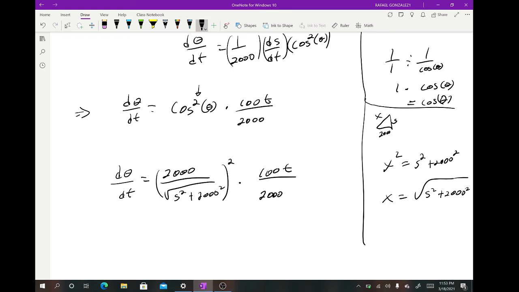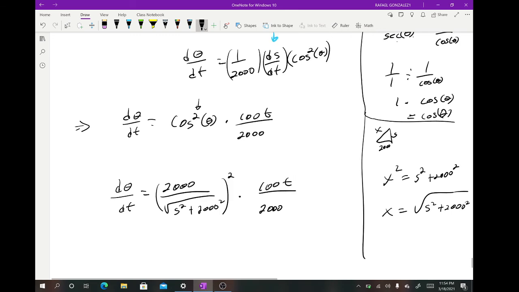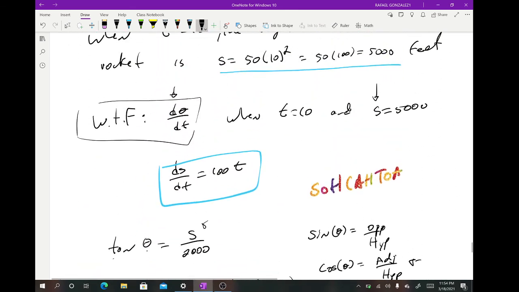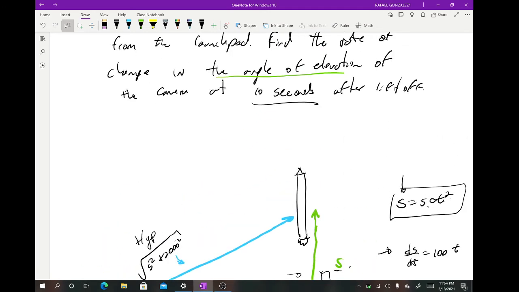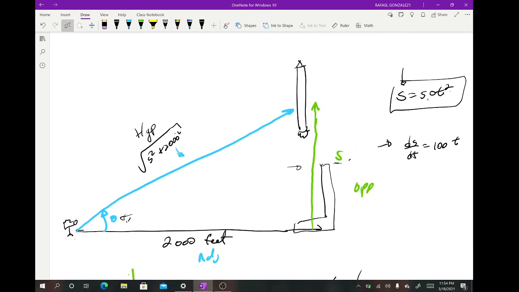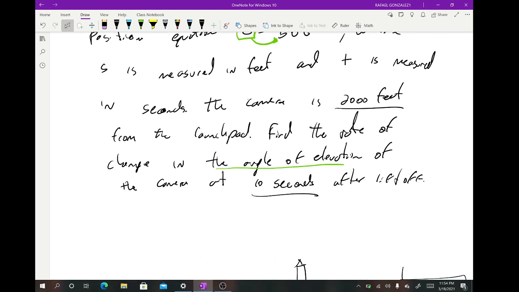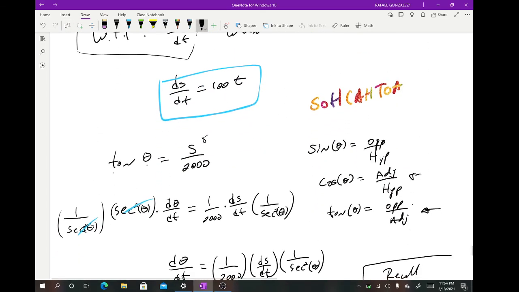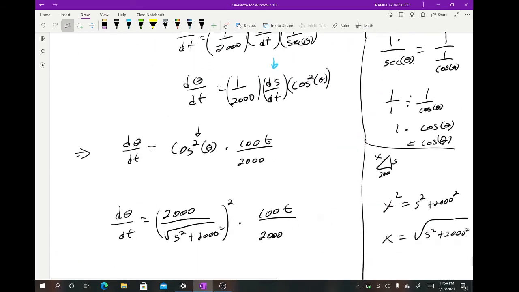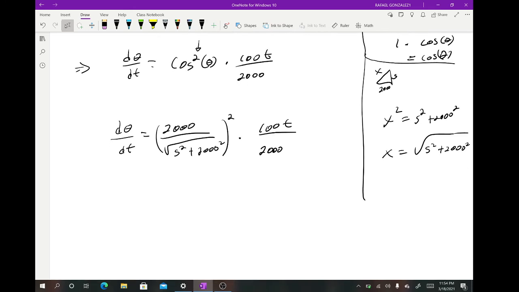Okay, so now we're almost done. Believe you me, we're almost done, because now we have everything in terms of t's and s's, and we know what t is. t is 10. That's from the problem. We want to find out what the change in the angle is after 10 seconds, and we know what s is. s is the position of the rocket at 10 seconds, and we found that somewhere down here it was 5,000 feet. So we simply plug in 10 and 5,000 and we will get our solutions.